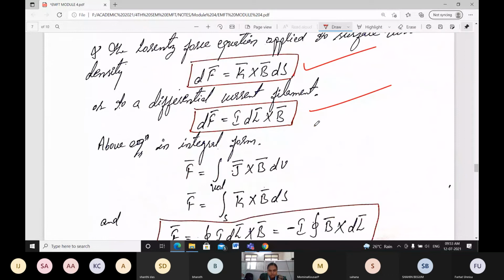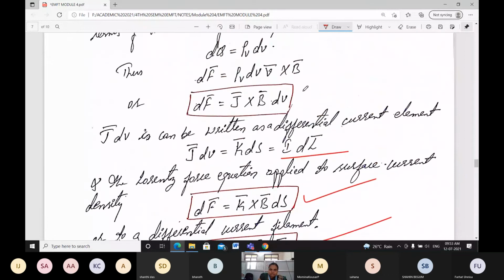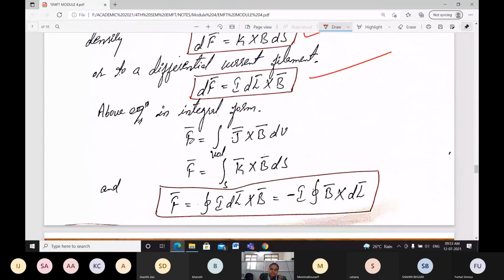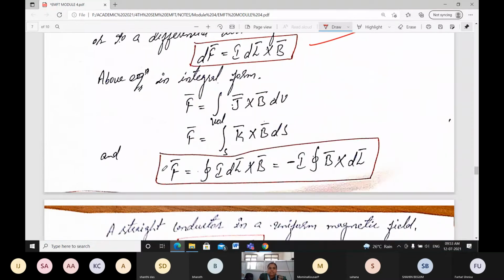And in terms of the integral form of all these differential equations 1, 2, 3, I can write F equals the volume integral of J cross B dv. In terms of the surface integral, based on our Lorentz force, K cross B dS. Or else I can write the equation in terms of current as F equals the closed integral of I dl cross B, which equals minus I times the closed integral of B cross dl. All the equations are important here.